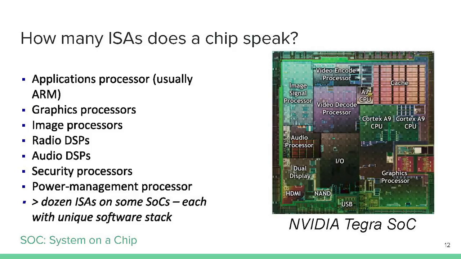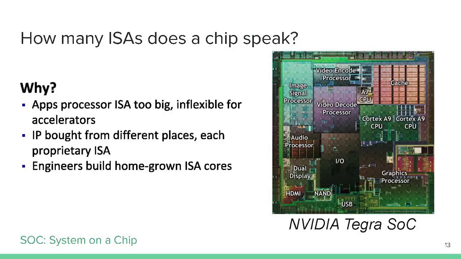Or why is it like that? So first of all, the ISAs don't work very well with each other. The apps processor ISA has to deal with everything kind of well, so it's big and inflexible. And the accelerator's like, I don't want to do all that stuff. I just want to do my Fourier transforms really well. And so the accelerators have to come up with their own language.